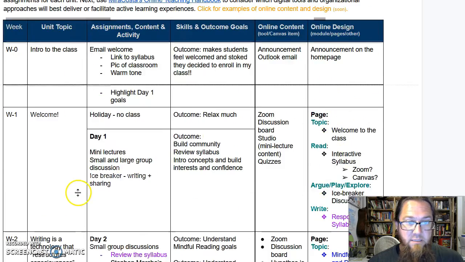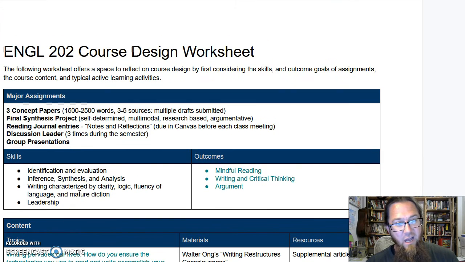So I'm going to shut up because, like I said, I could go on forever. But I hope that illustrates a process for working with this worksheet, and a way for thinking about the affordances of an online class, the tools, the interfaces, the organizational possibilities that will lend themselves to the outcomes, the skills, the assignments, all those things that you typically do in this course.